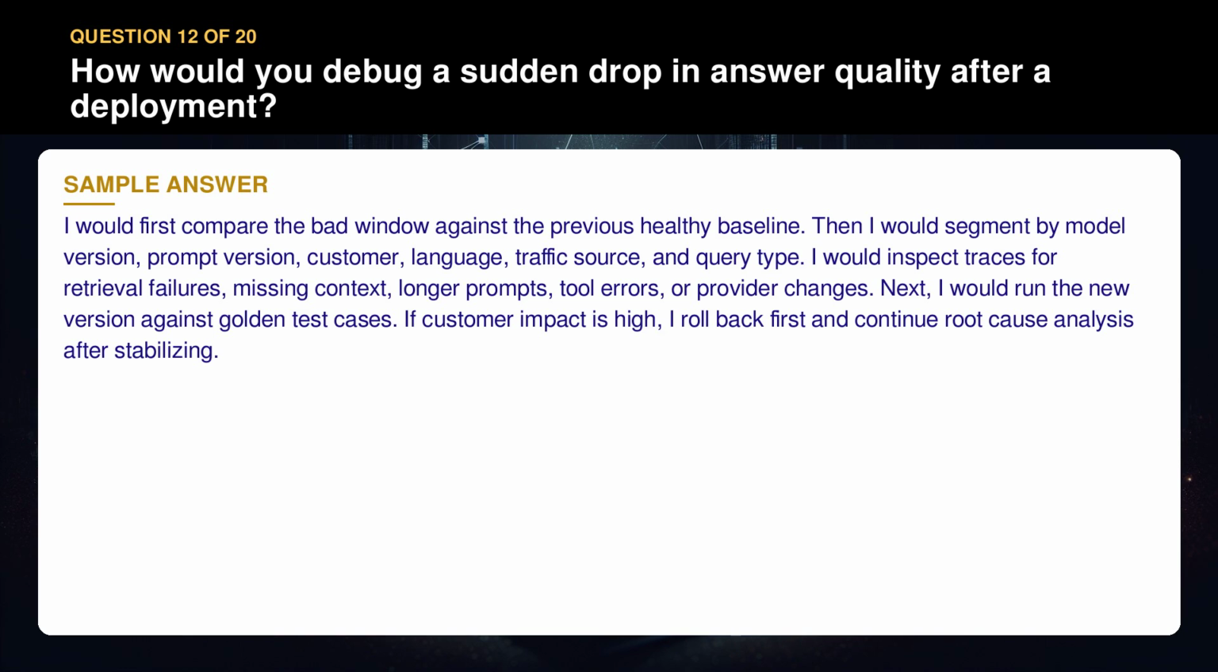Next, I would run the new version against golden test cases. If customer impact is high, I roll back first and continue root cause analysis after stabilizing.